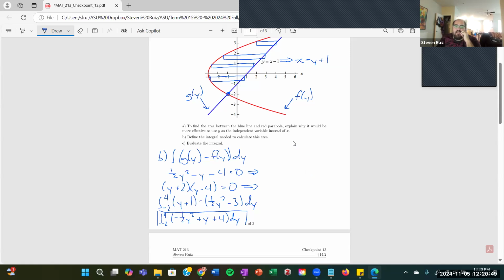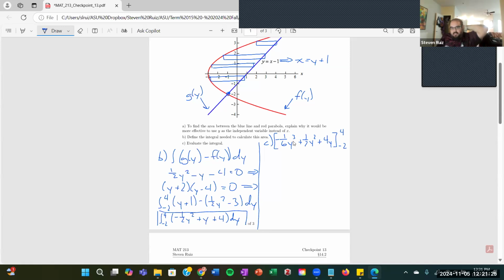To evaluate it, I need to find the antiderivative, and that comes from basically the power rule, the first derivative rule you ever learned. Now we're going to do it in reverse. So what's the antiderivative of -1/2 y squared plus y plus 4? That'll be -1/6 y to the third plus 1/2 y squared plus 4y. And we're going to evaluate that at 4 and -2.